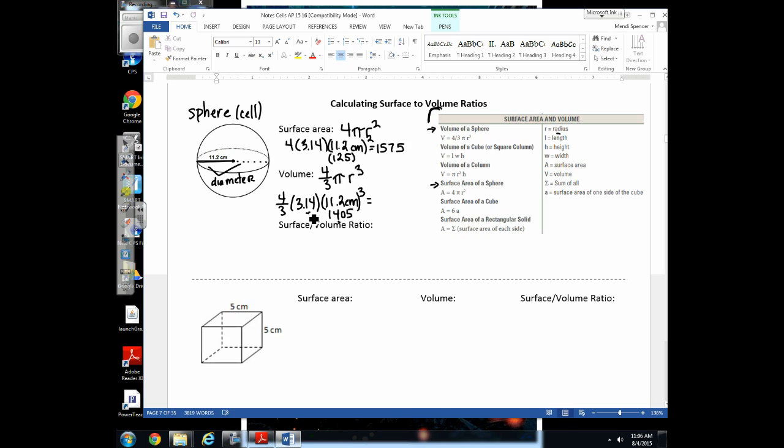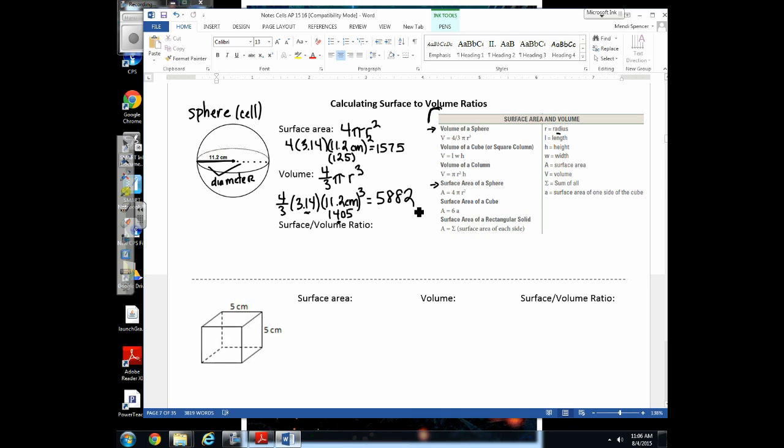So to do that, I multiply 1,405 by 3.14. And this 4/3 means take that number and times it by 4 and then divide it by 3. And whenever you do that, you're going to get 5,882.